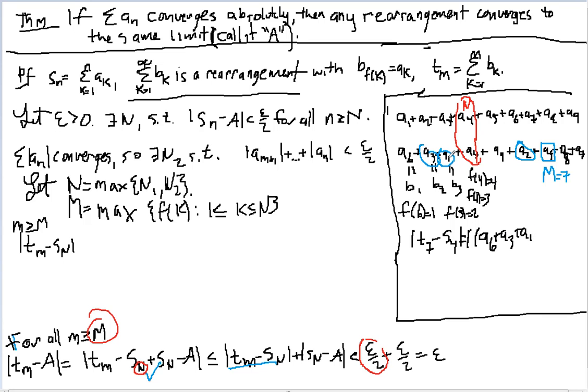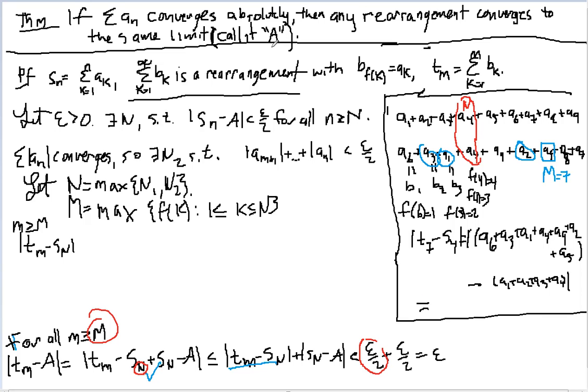I'm just counting them up from here. A4, A9, A2, A9 plus A2 plus, can I even read that? I believe that's A5. Barely legible. Minus my S4. My S4 is just going to be A1 plus A2 plus A3 plus A4.